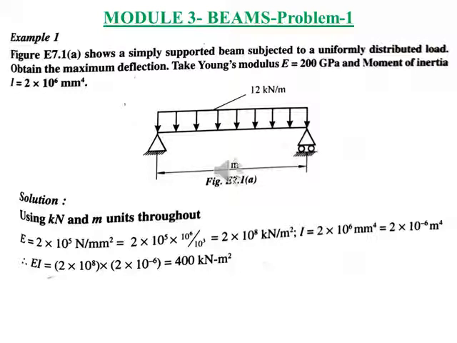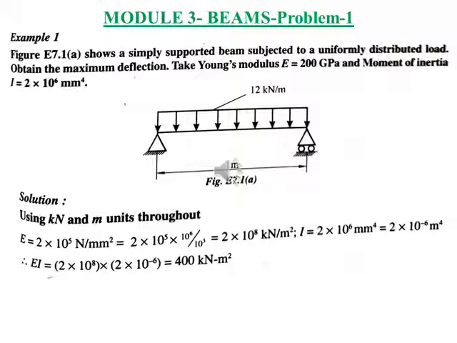So the figure is given. We have a simply supported beam. One end is fixed and another end is free to move in the x-axis. 12 kilonewton per meter is the load acting throughout, and 1 meter is the length of the beam. So let us write down the known details.